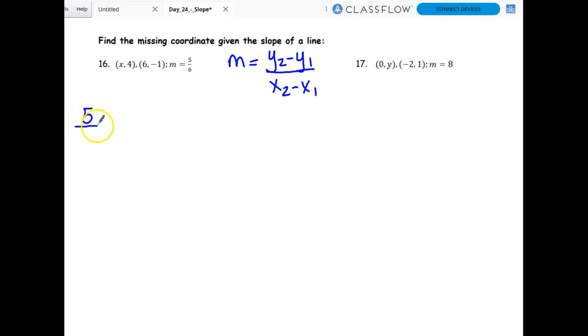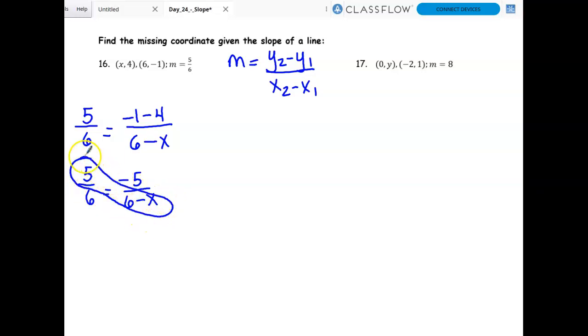So we're going to say 5/6 is equal to, my y2 is -1 minus 4, divided by x2 is 6, and then my missing coordinate is the x. So we set it up like this. We can simplify. So I'm going to say 5/6 is equal to -1 minus 4 is -5 over 6 minus x. And just like we did last quarter when we solved equations, this is set up like a proportion, so we can use cross products to actually solve for x.